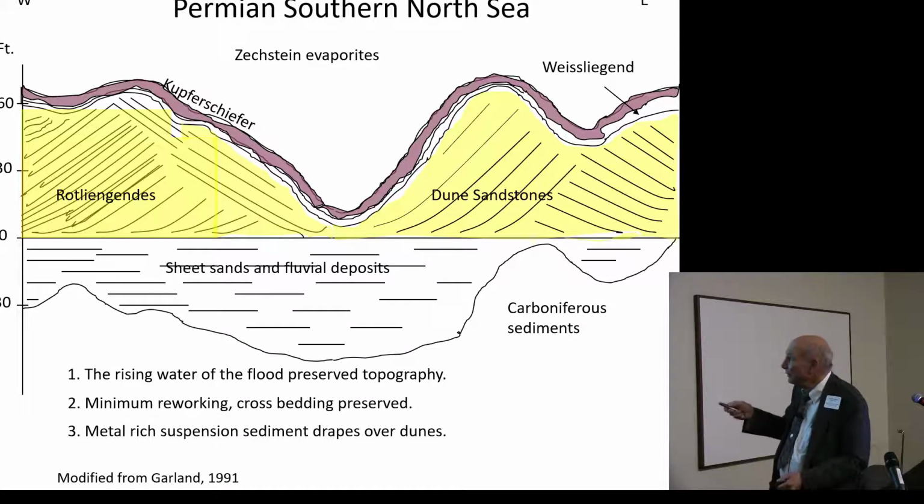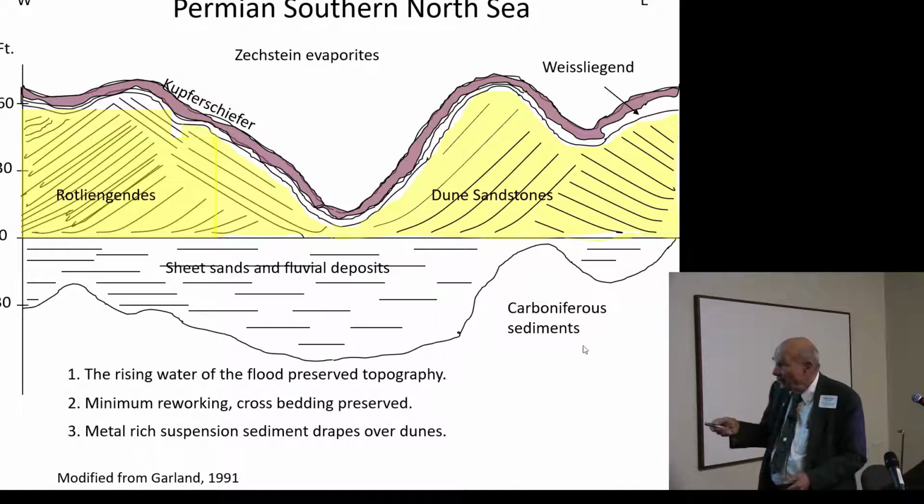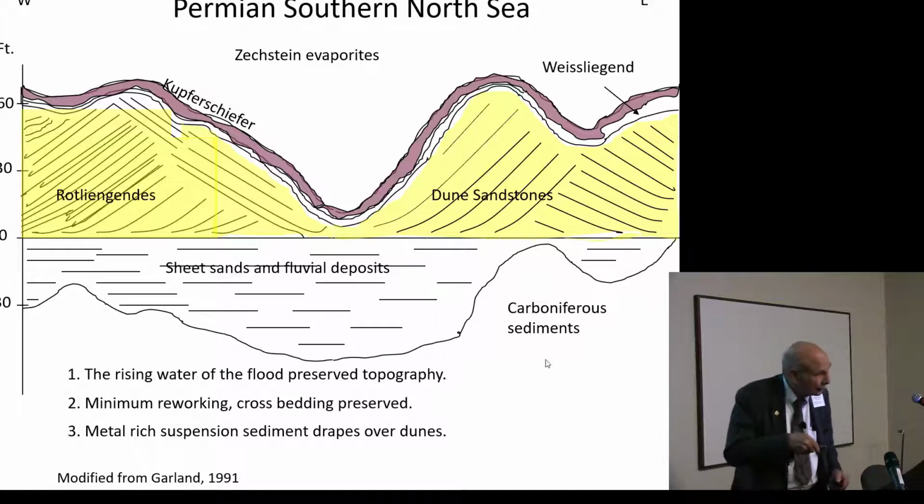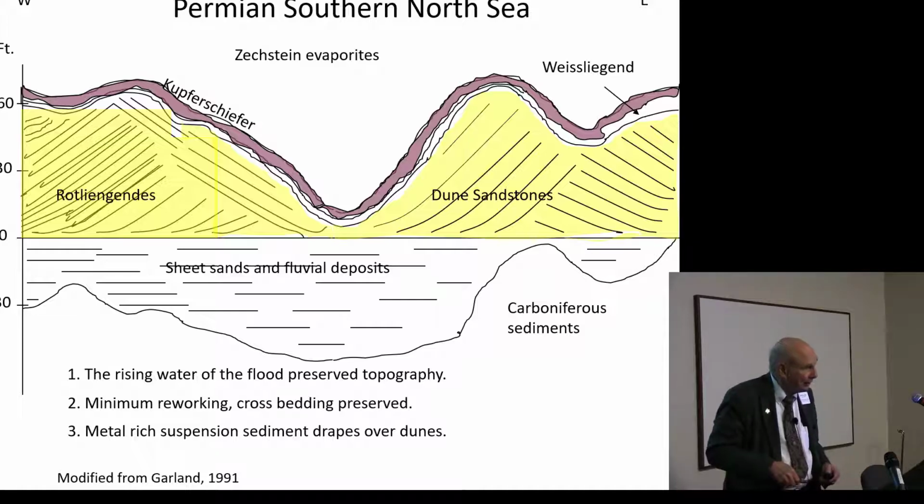Now, here in this area, they were fortunate in that the pre-existing terrain was a tilted set of Carboniferous, and the Carboniferous was giving off natural gas. And so the gas moved up into the dunes.